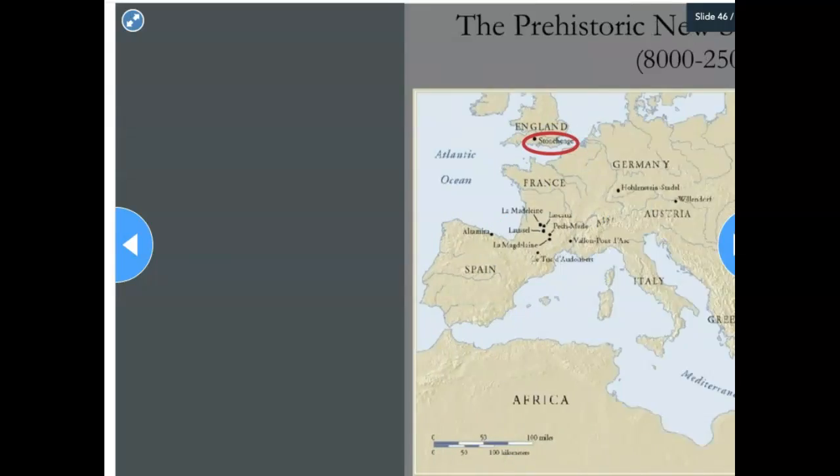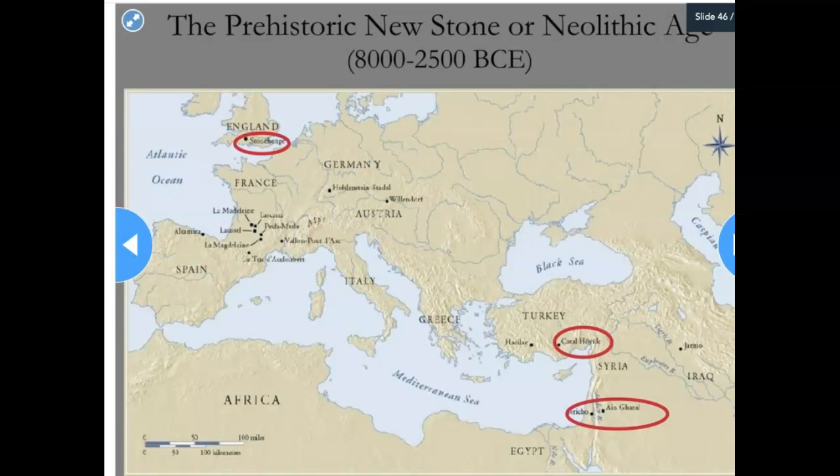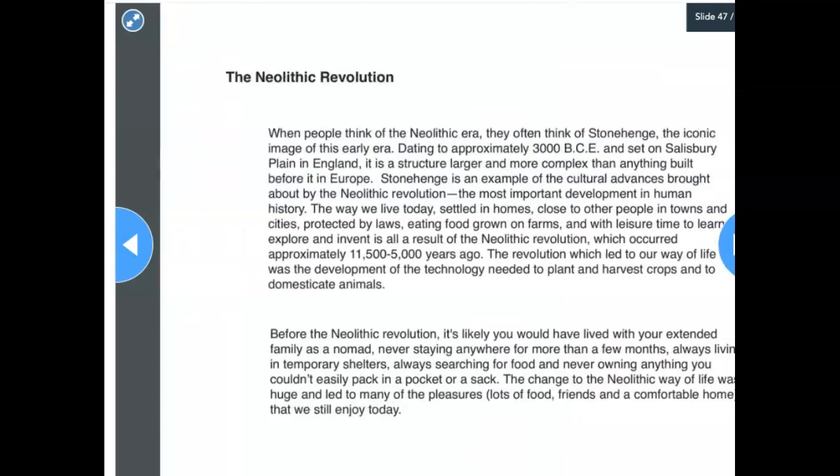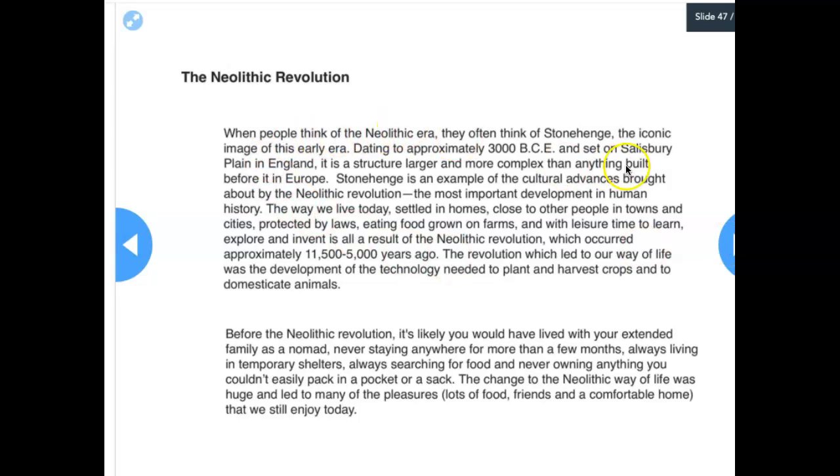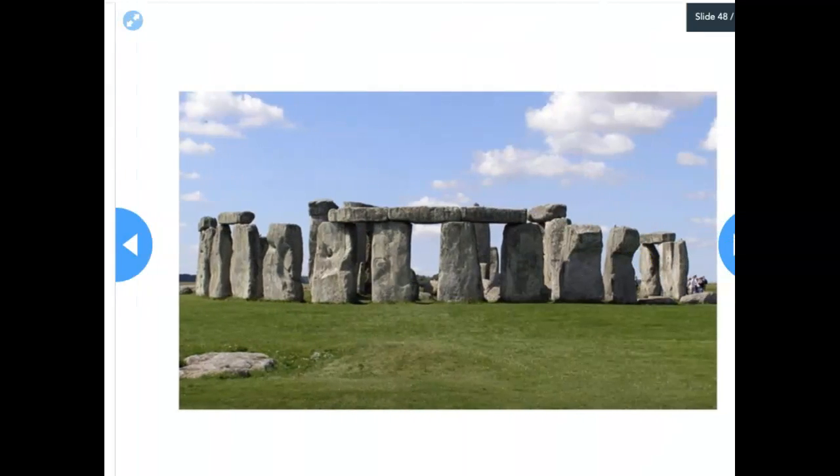I'm actually going to skip from prehistoric art right to Neolithic art, the New Stone Age, not Paleolithic, but Neolithic. And there's one Neolithic object that we're going to talk about, and that is Stonehenge. When people think of the Neolithic era, they typically think of Stonehenge. So let's talk about Stonehenge.